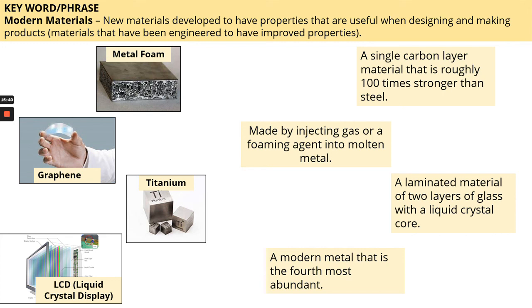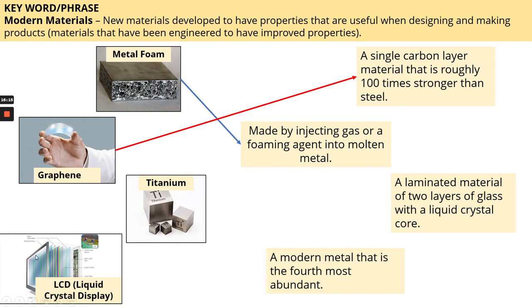Okay, so metal foam, which one is it? Is it the top one here, the second, third, or fourth? If you said the second one, you are correct. Metal foam is made by injecting gas or a foaming agent into molten metal. So, next one is graphene. Is it the top one? Is it 3? Or is it 4? If you said 4, you've got it right. It's a single carbon layer of material that is roughly 100 times stronger than steel.